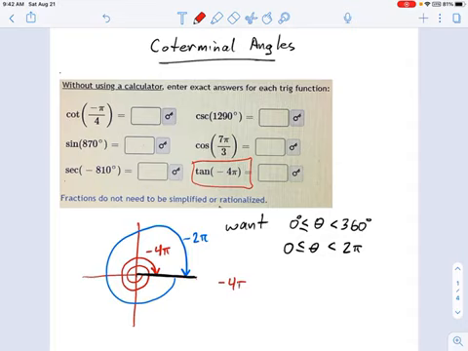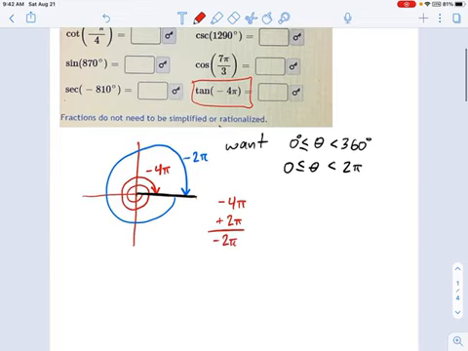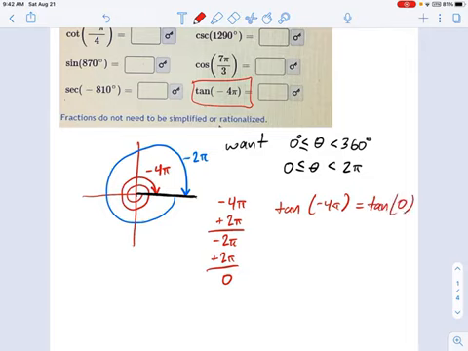Negative 4 pi, we want it to be on the unit circle, so I'm going to add 2 pi. I'm going to try to unwind that spiral. And I get negative 2 pi. Still not on the unit circle yet, so I add another 2 pi. And I get 0. That is on the unit circle, 0 radians. So I'm going to say tangent of negative 4 pi equals tangent of 0. Okay, they're coterminal angles. And tangent of 0 is just 0, so we have our answer right there.